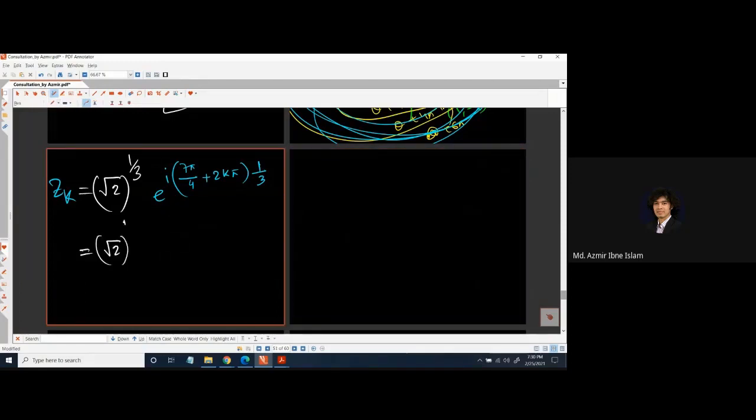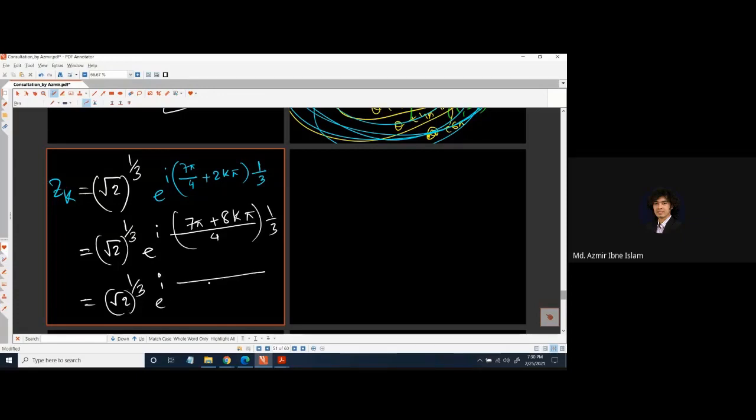So now we can write root 2 to the power 1 over 3 e to the power i. We can take the LCM, and the LCM is 4. So it is 7 pi plus 2 times 4, 8k pi, with 1 over 3. So now root 2 to the power 1 over 3 e to the power i, and we have 4 times 3, that is 12, so (7 pi plus 8k pi) over 12. So finally, we have all the solutions, which are denoted as z_k.